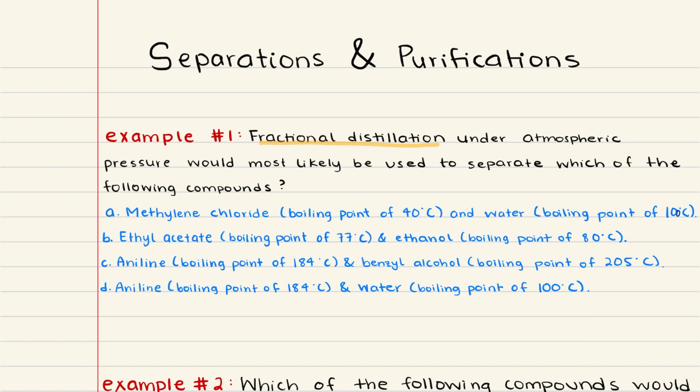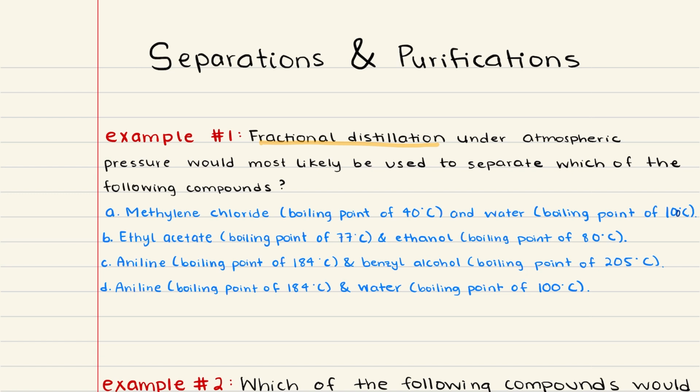compounds? Before we look at the choices, let's recall what fractional distillation is best used for. It's used when two liquids have boiling points that are close together, specifically less than 25 degrees Celsius apart. The fractionating column provides repeated vaporization, condensation cycles, which helps separate liquids that would otherwise be difficult to isolate with simple distillation. Keeping that in mind, let's go through each option.